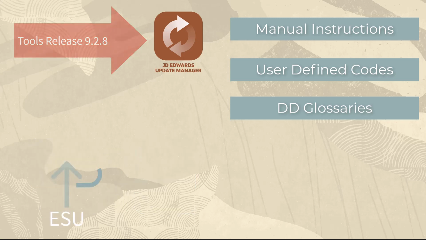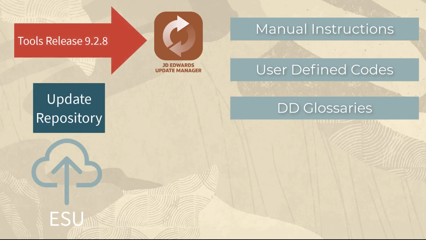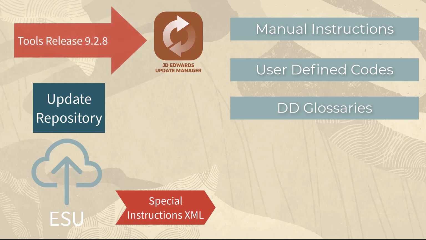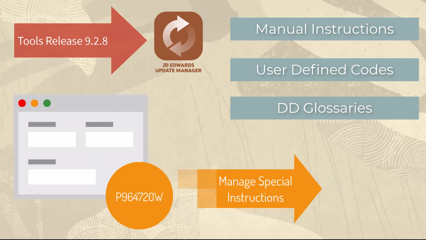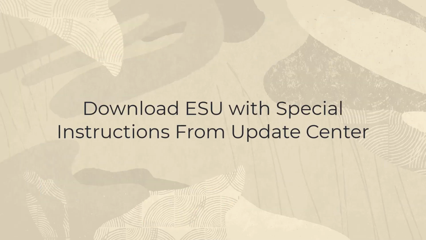the changes. When you upload an ESU which contains special instructions changes through web deployment into the update repository, the system automatically imports the manual special instructions XML from the package into the staging environment. The Manage Special Instructions web utility P964720W enables you to compare the existing UDC value and data dictionary glossary text in your system with the proposed changes that are included in the software update.